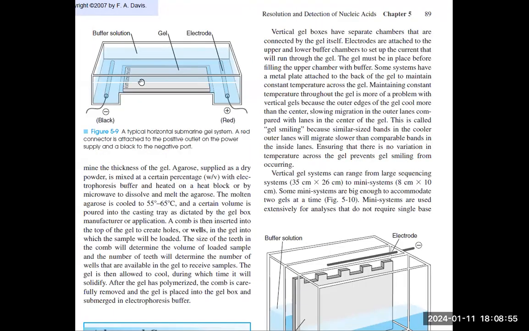So in this one, we have our agarose gel, we have the platinum electrodes, we have the cathode, we also have the anode, the red one. So this is the horizontal, the submarine gel system, which refers to our agarose gel electrophoresis.